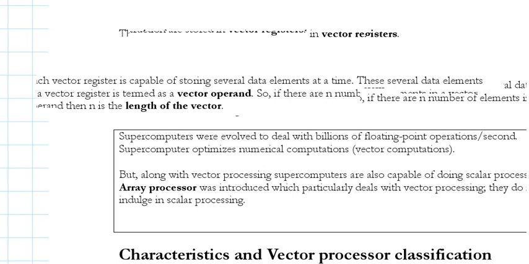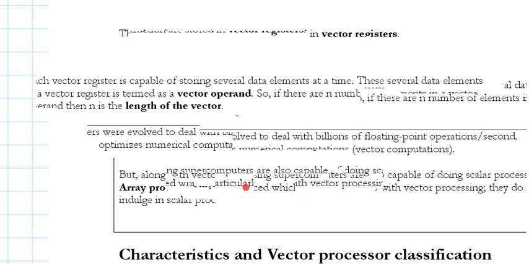Here is an example for your reference. Actually, supercomputers were evolved to deal with billions of floating point operations per second.